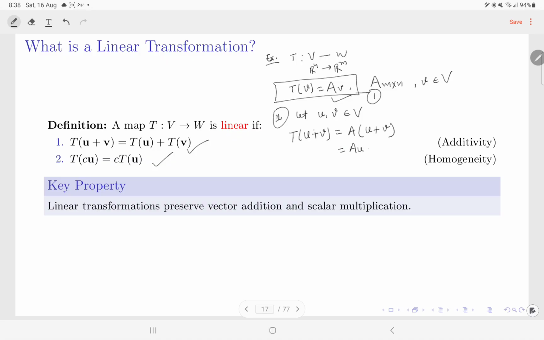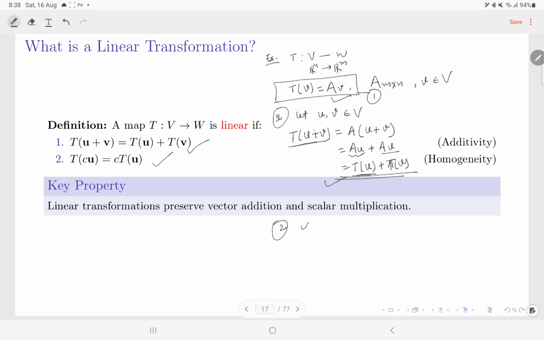Then this can be written as a u plus a v. And what is this? This is your T u and this is your T v. Hence T of u plus v can be written as individual T u plus T v. Hence the first property is satisfied.